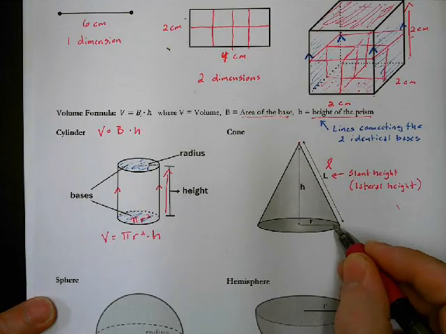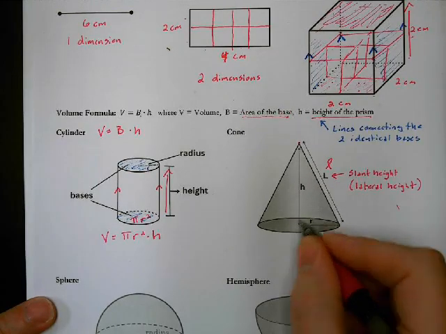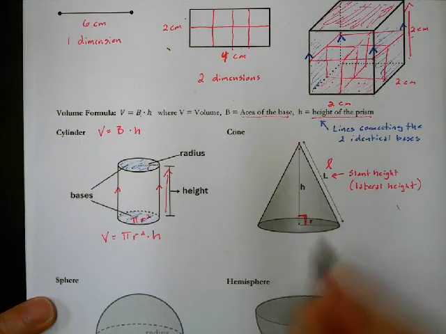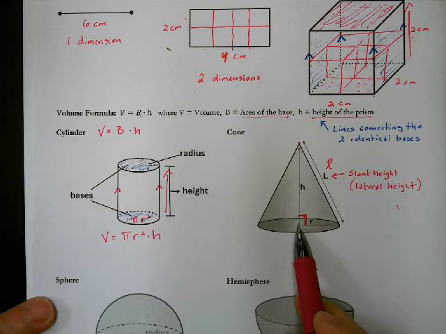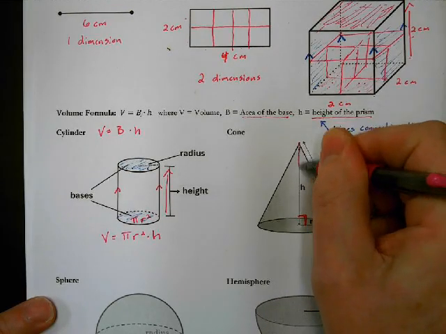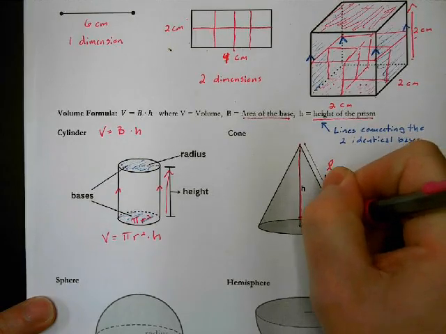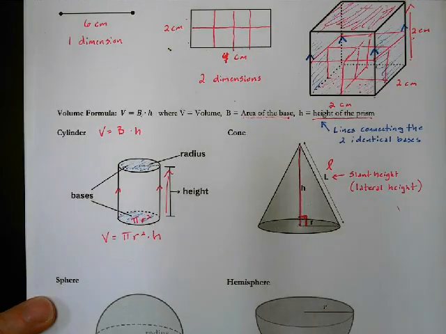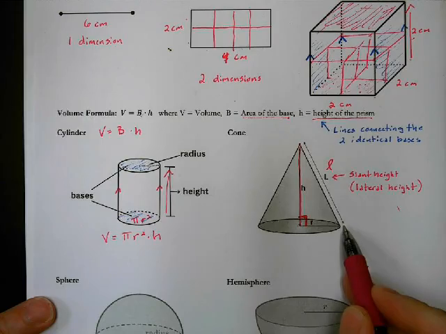The actual height will be where it's perpendicular to the base. So a lot of times your height is going to be inside the shape. So this is the actual height that we would use in our formula. The lateral height is not used in the volume formula. It's used in the surface area formula, but that's a whole other thing.